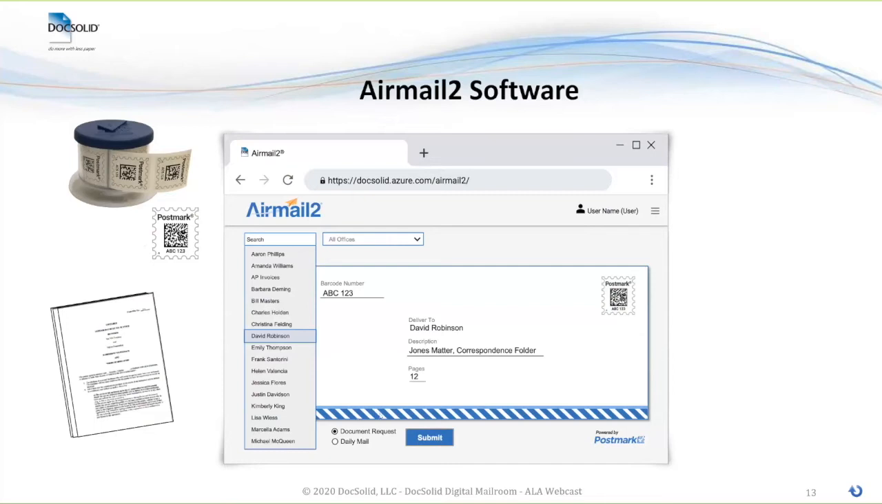And this paper document here might represent the first piece of daily mail that I need to get out. I've pulled that off the top of my stack. On the Airmail2 screen, the only required entry for that operator is that they identify who is the recipient for this piece of mail. And they can just start to type in this box, and the software will automatically filter based upon what they enter. And then they can either click or finish typing that this piece of mail goes to David Robinson. That's actually the only thing they need to enter to get this done.